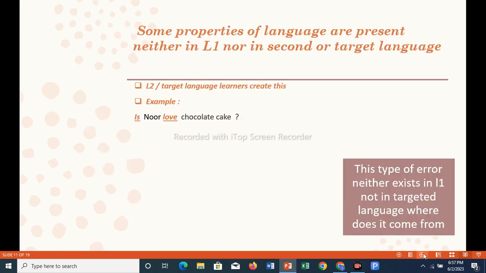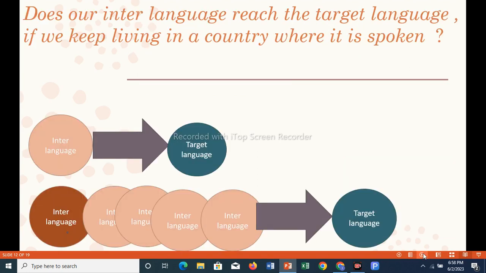Okay, so we are discussing the third feature here, that there exist certain types of errors, certain types of problems that either are not part of the N1 or did not come from the N2. For example, if I would say, "Is Noor love chocolate cake?" this kind of structure is not present in the Urdu language, but we are using this structure. Similarly, if I would say "goed" instead of "went," I would be using regular endings for irregular verbs. These kinds of errors are not due to the influence of the first language, nor is this structure present in the second language, but the learner is making mistakes while doing so.